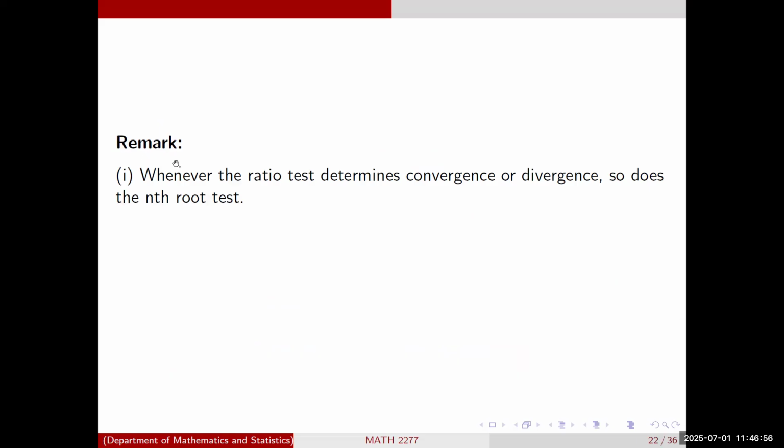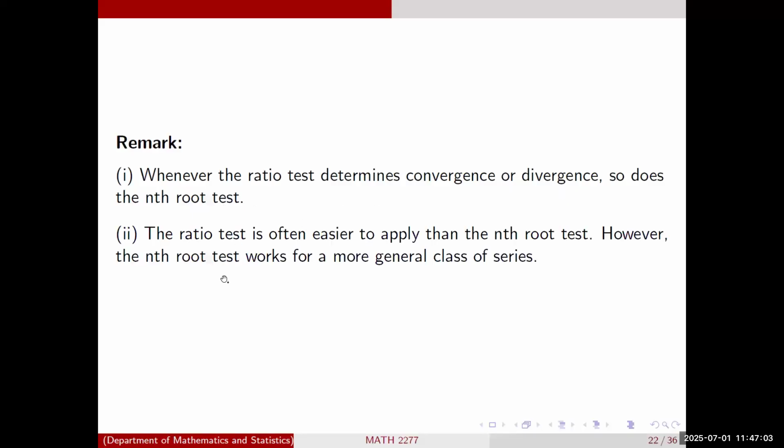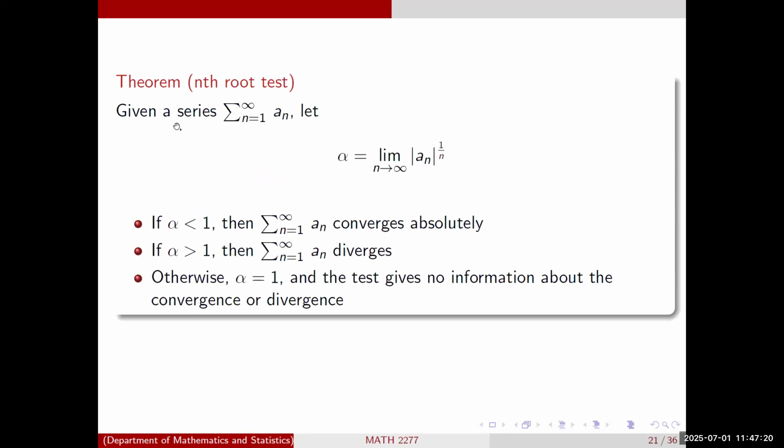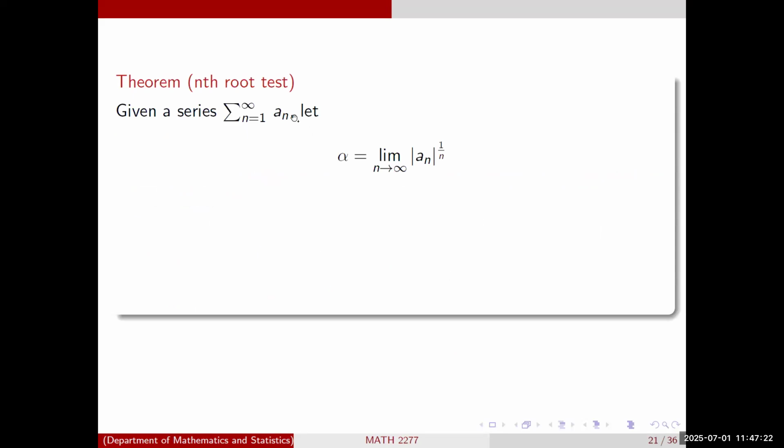So I put here as a remark, whenever the ratio test determines convergence or divergence, so does the n-th root test. And the ratio test is often easier to apply than the n-th root test, right? It's easier to work out that limit. However, the n-th root test works for a more general class of series. What do I mean by that? Well, let's go back to the n-th root test. In the n-th root test, what are the conditions for the a_n that I am allowed to apply this test?